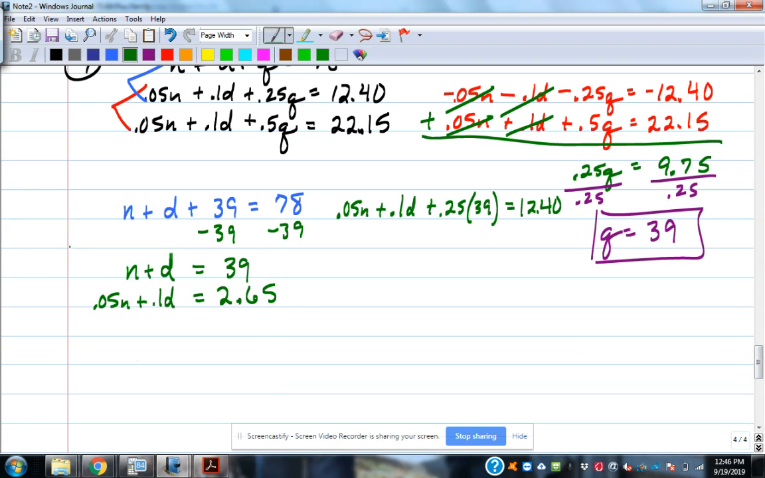And now this system right here is the one I can solve. If I can solve that for one of the other variables, then I can get everything I need. So what method do you want to use to solve that? Yeah, substitution works great. Elimination works great as well. If I use elimination and multiply by negative 0.1, that'll get rid of the dimes.